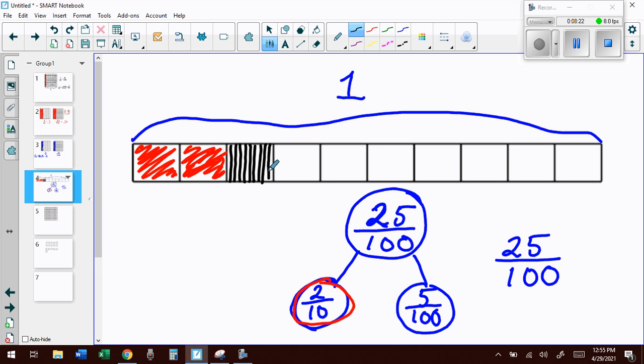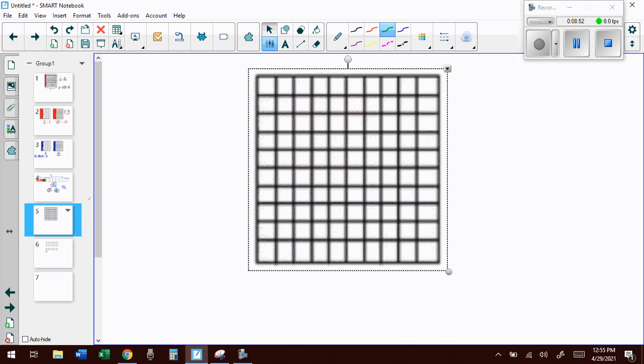There. Now I'm going to shade in our 5 100ths. 1 100th, 2 100ths, 3 100ths, 4 100ths, and 5 100ths. So now I've modeled 25 100ths as a fraction on an area model. Now, going to show on a hundredths chart what that would look like as well.